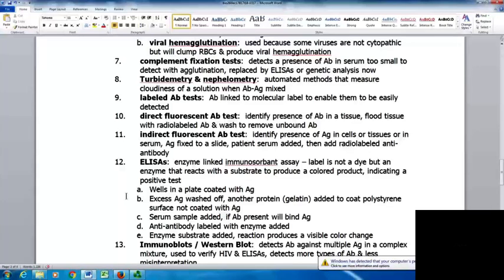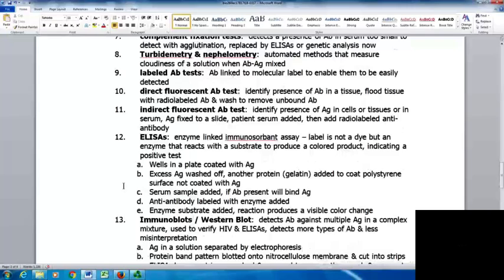So you start out with wells in a plate that are coated with antigen. The excess antigen is washed off, and another protein, gelatin, is added to coat the polystyrene surface that's not coated with antigen. The serum sample is added, and if the antibody is present, it will bind the antigen. The anti-antibody labeled with an enzyme is added, and then the enzyme substrate is added, and the reaction will produce a visible color change.